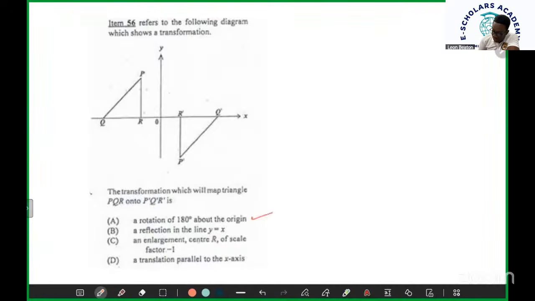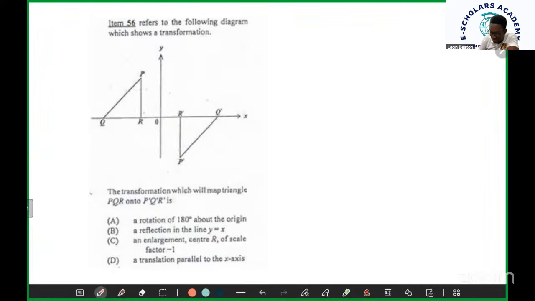So we got the rotation of 180 about the origin. So yeah, that looks like it's easy. From R, we draw to the origin, and then if we rotate 180 degrees, we'll end up coming here. The same thing for Q: if we go to the origin and rotate 180 degrees, we'll end up reaching Q again. And same thing for P. If we draw here and rotate 180 degrees, we'll come here.